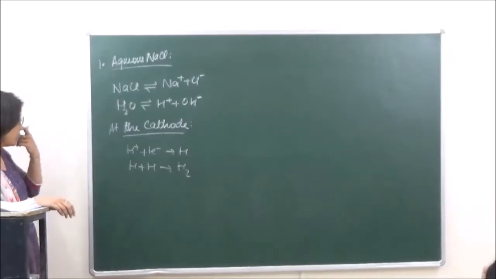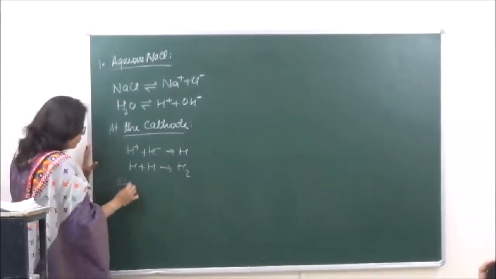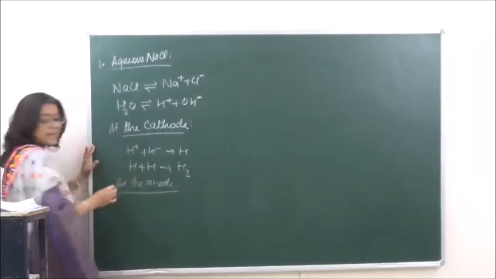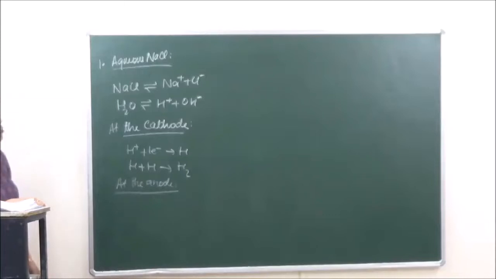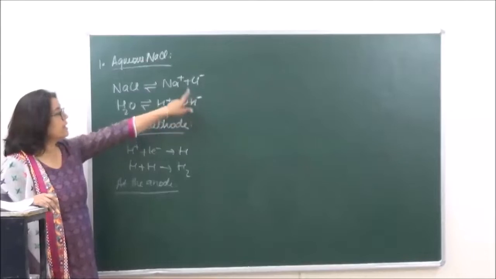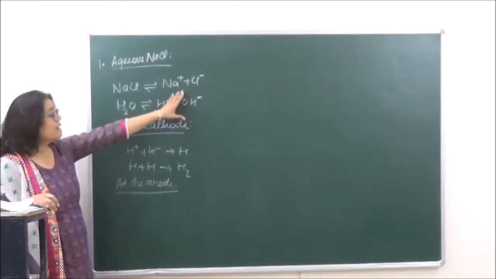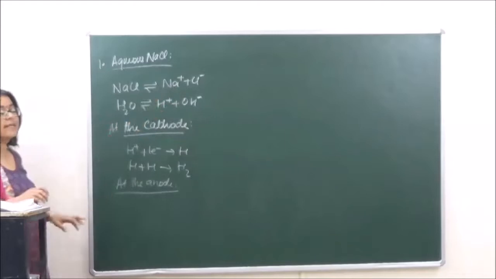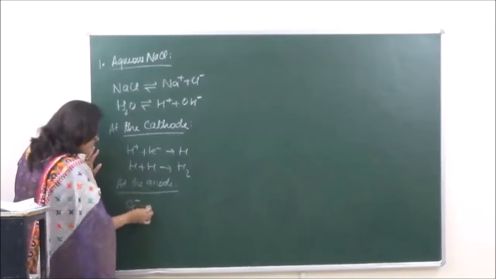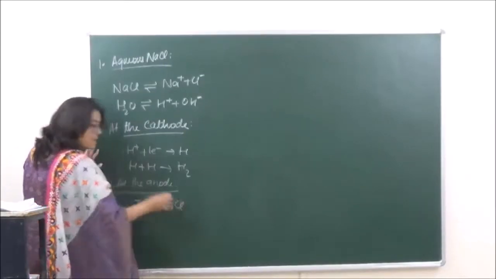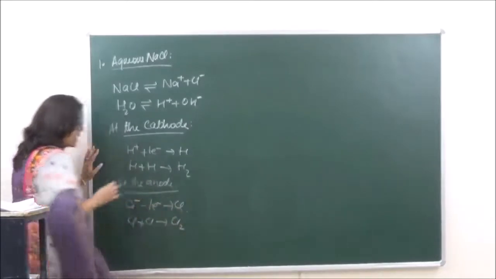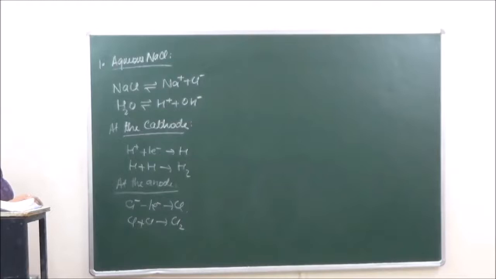Okay? Similarly, when we are talking of the reaction at the anode, you can see that there are two negatively charged ions, OH- and Cl-. But over here the discharge potential of Cl- is less. So we say that Cl- is going to lose one electron to give us Cl, and chlorine plus chlorine enter into a secondary reaction to give us Cl2.